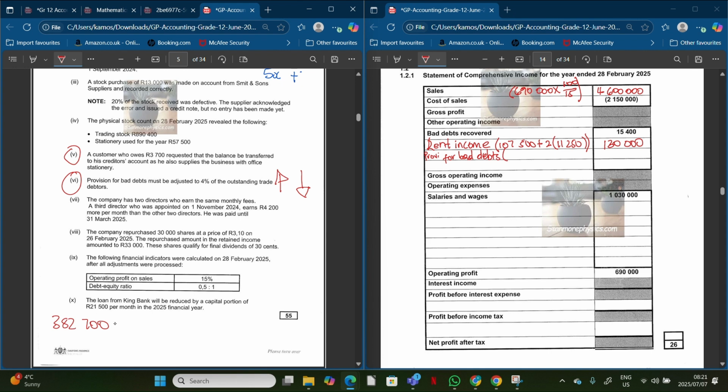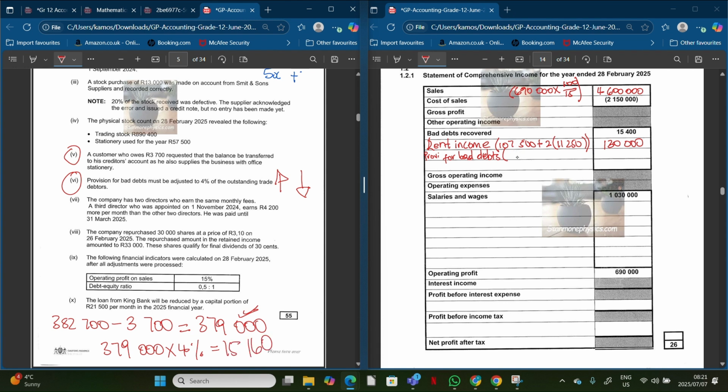So meaning that from this debtors control, we need to subtract that 3,700 because now we are reducing it, right? Then when you do reduce it, what is it that you get? You're gonna get 379,000, right? But you're not done, because since this is the new outstanding trade debtors, we're gonna take that value of outstanding trade debtors, then multiply it by 4%. And when we multiply it by 4%, what is it that we get?